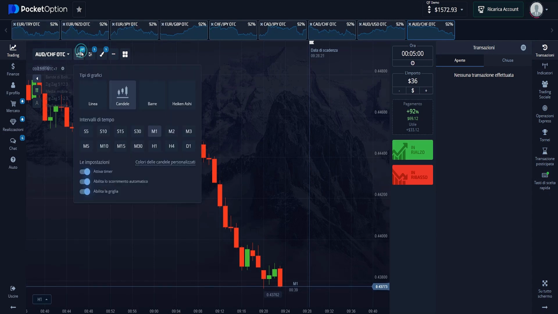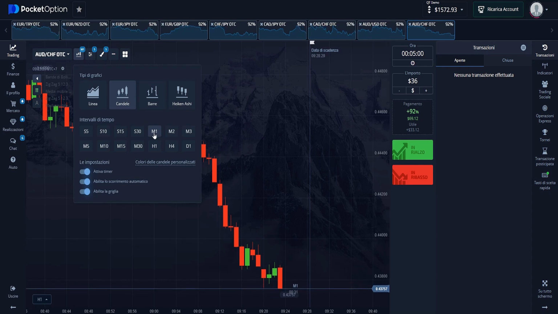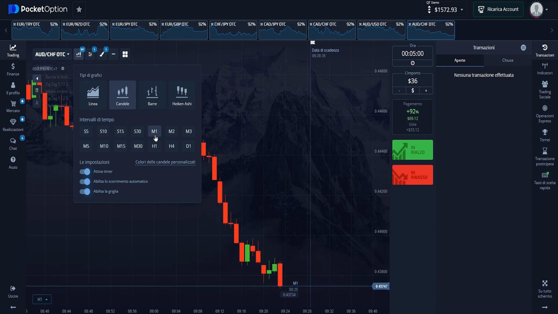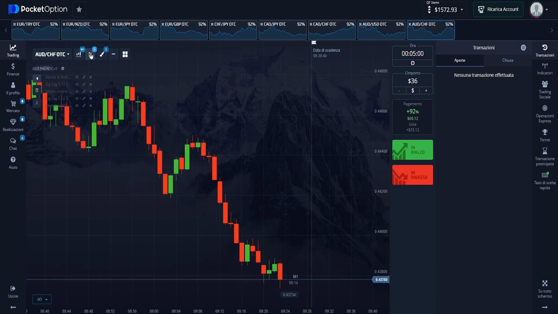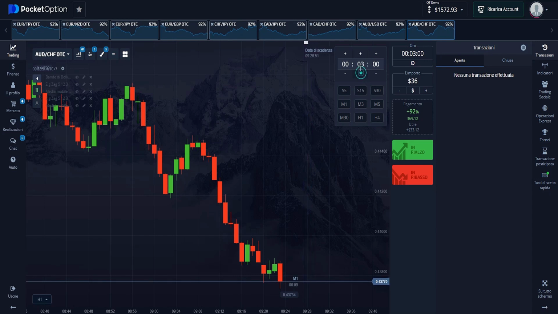Japanese candlestick chart. We adjust the duration of the candles, for example, 1 minute each. Trade expiry, timed with clock symbol, or candle expiry with flag symbol. For example, let's choose a 3-minute expiry time, which corresponds to the duration of 3 candles.